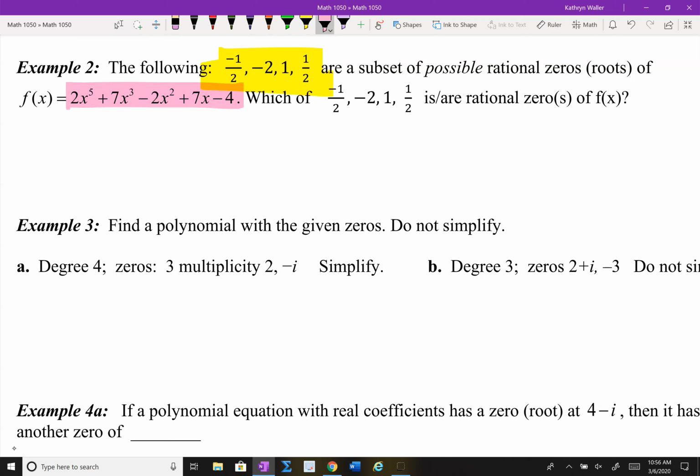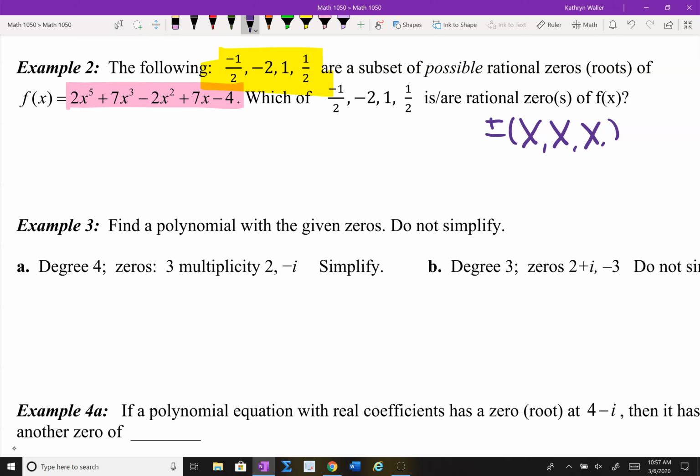Okay, now let me say something right here too. One of the quizzes I was grading, they wrote their possibles, they had this big list, and then as they checked them, they started crossing them out. Don't do that. They're still possibles, even though it didn't work, okay? Okay, let's do the next one.